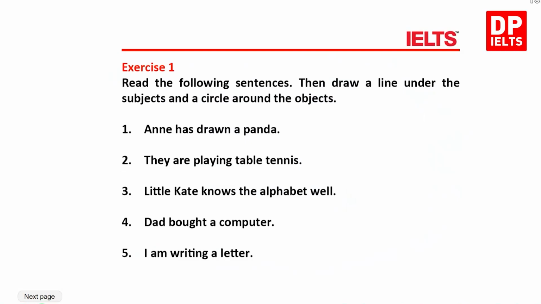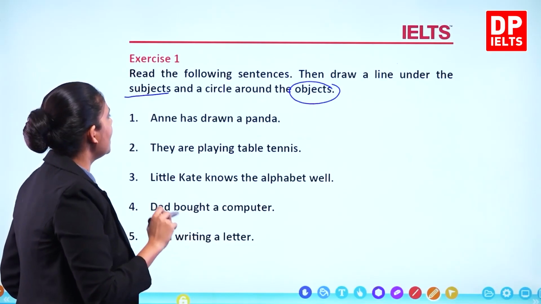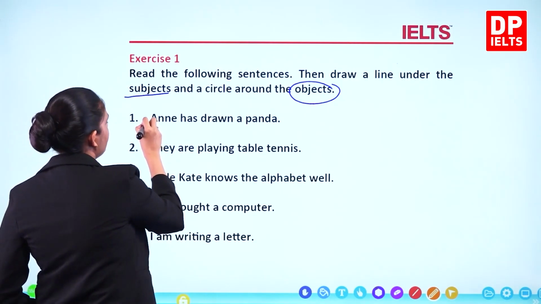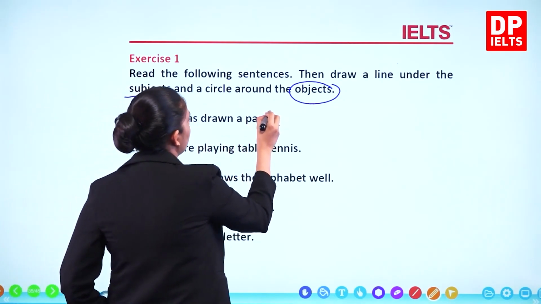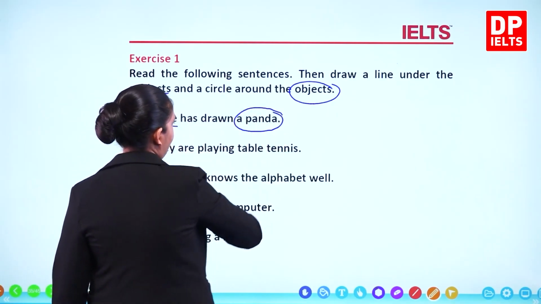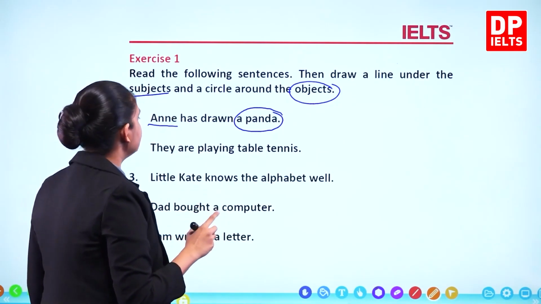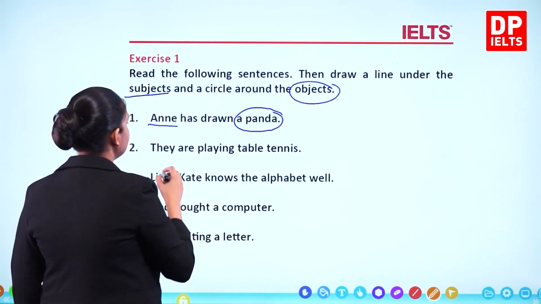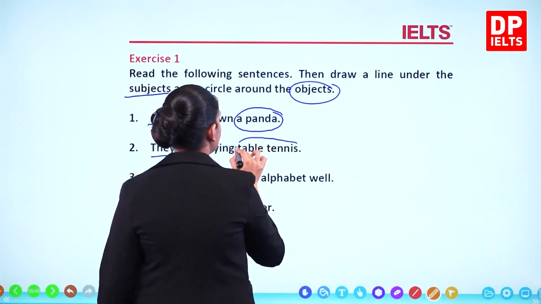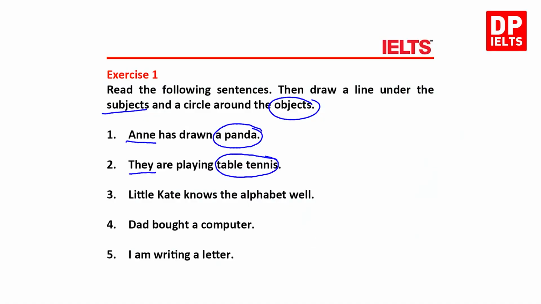Read the following sentences, then draw a line under the subjects and circle around the objects. Right? Anne has drawn a panda. Who has drawn it? And what has she drawn? A panda. They are playing table tennis. Who is playing table tennis? They. What are they playing? Table tennis.